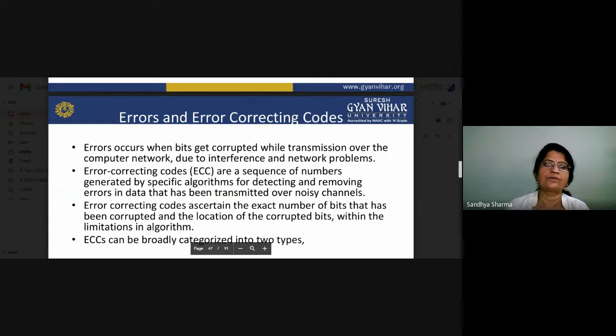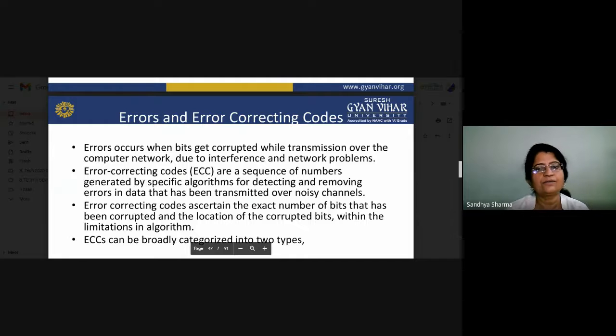So, basically, if we are talking about error correcting codes, error occurs when bits get corrupted by transmission. Errors are introduced in our message signals during the transmission, due to interference and many other reasons. Error correcting codes are a sequence of numbers generated by a specific algorithm for detecting and removing errors in data. So basically we have designed an algorithm according to which we first detect the errors and after that we correct them.